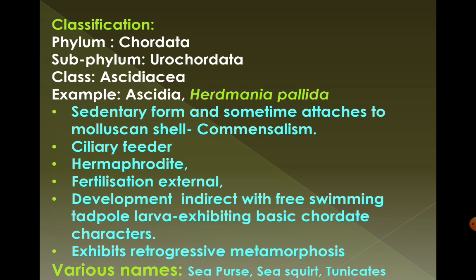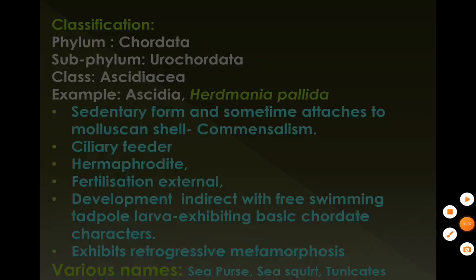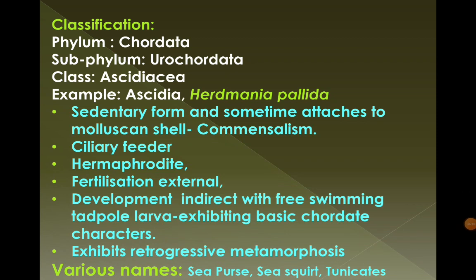Now this Herdmania is known by various names like sea purse, sea squirt, tunicate, and it is also known as sea potato. Now let us understand why it is called a sea purse. If you can recollect the picture of the Herdmania species that you have seen, it had a sac-like body, which resembles your ancient purses. So it is called a sea purse, with an opening at the distal end.